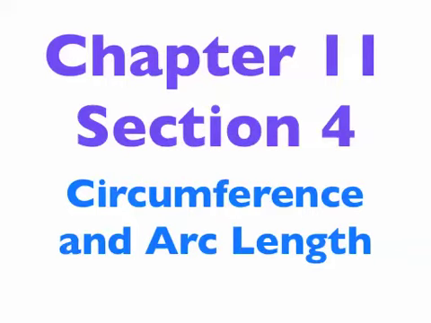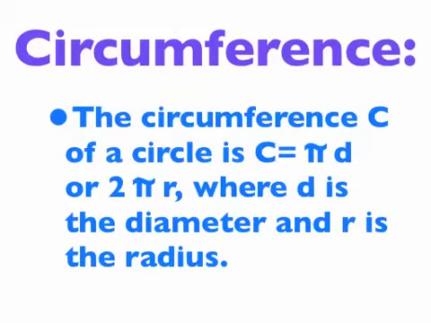Chapter 11, Section 4, Circumference and Arc Length. Let's review really quickly what the circumference is. The circumference C of a circle is C equals pi times d, or 2 times pi times r, where d is the diameter and r is the radius of a circle.